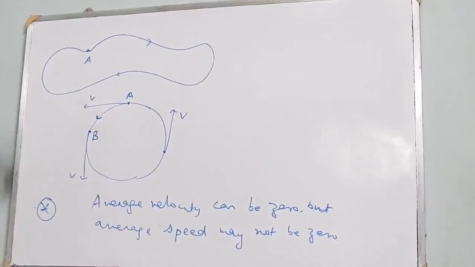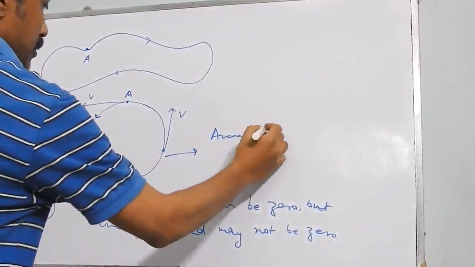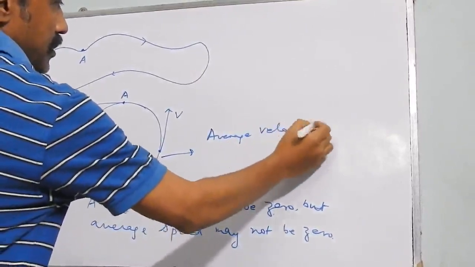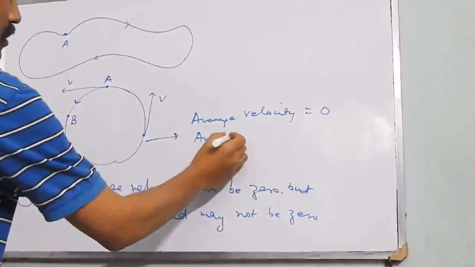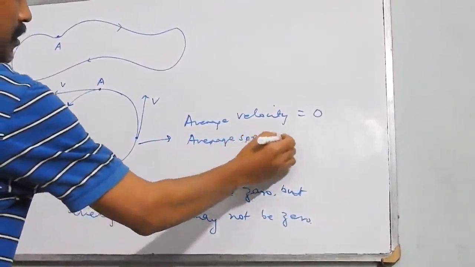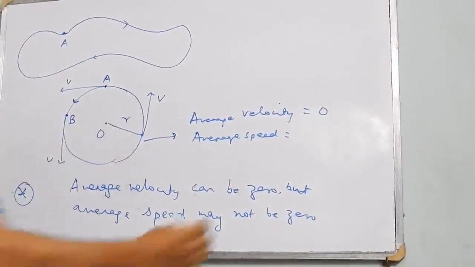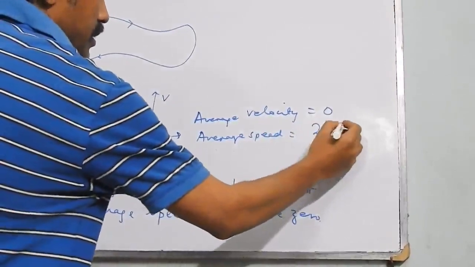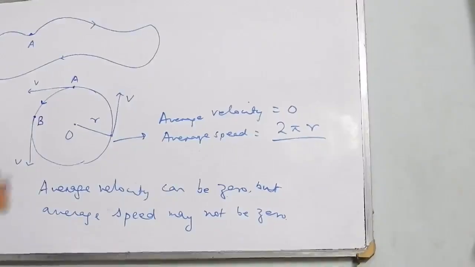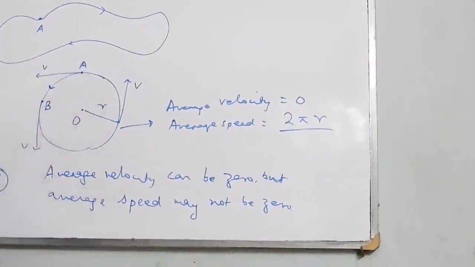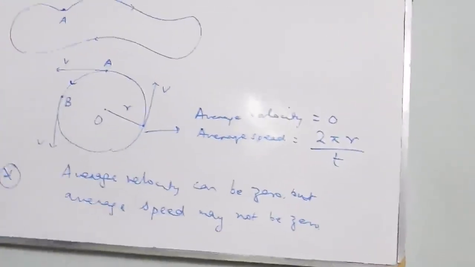The average displacement is 0. In that case, you can say the average velocity is obviously 0 because displacement is 0. But the average speed is equal to the circumference of the circle divided by the time. Say this is the center of the circle and its radius is r. Then the average speed is the total distance traveled divided by the total time taken. The time taken for the entire journey is equal to the time period of the revolution. Suppose, let me consider this is t, which is obviously not 0.